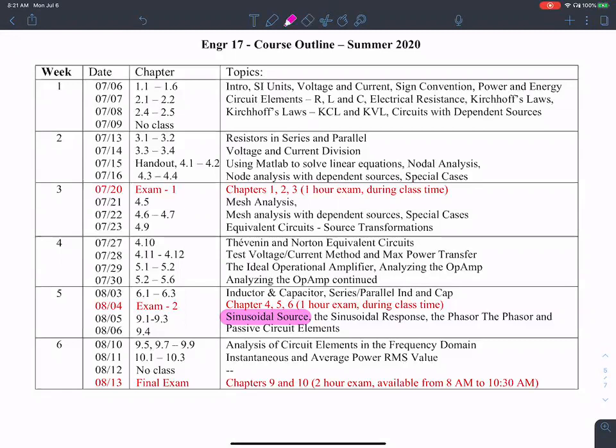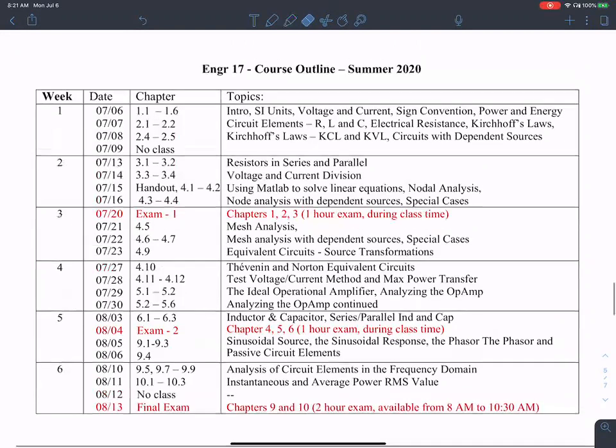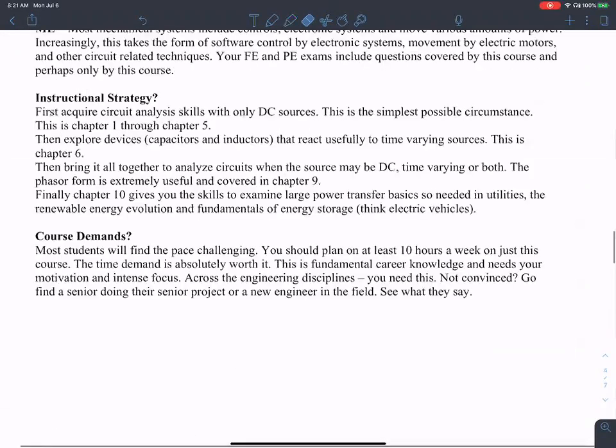And a handy way to represent sinusoidal sources using phasors. So that's a preview of what to expect.